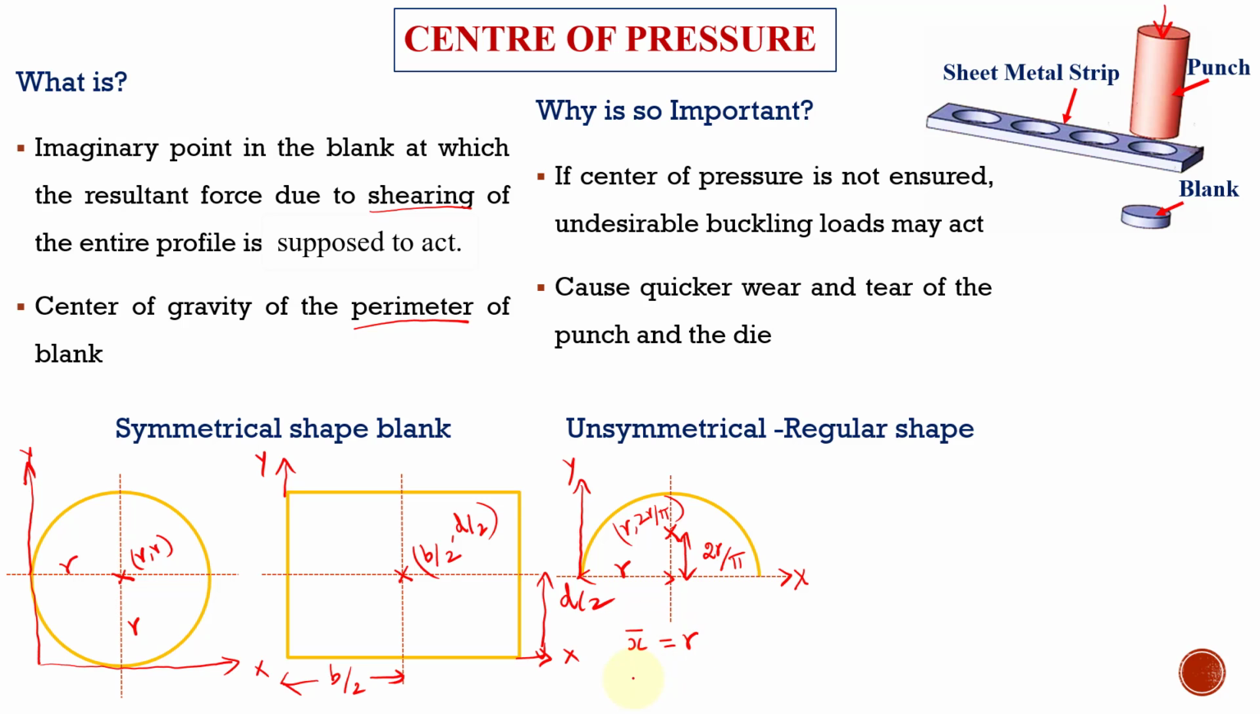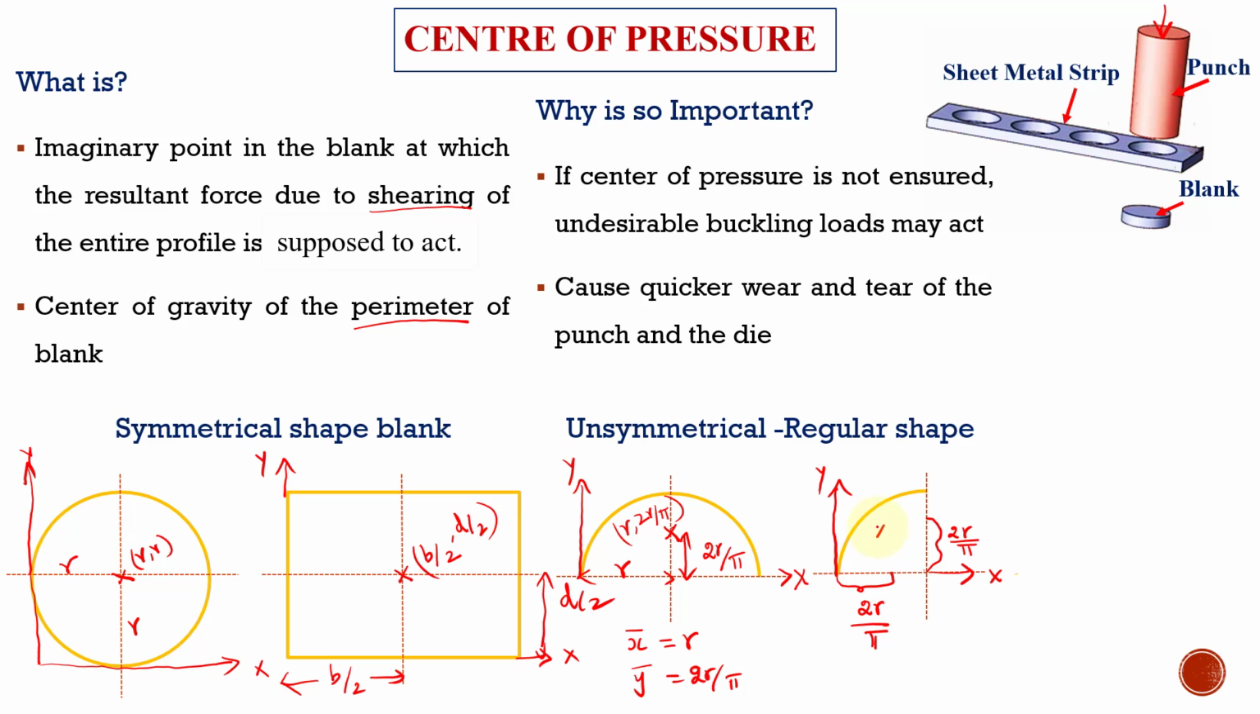Otherwise we can write it like this: x bar is r, y bar is 2r by pi for this semicircular cross section. Now let us see how to find out the center of pressure for the quarter circle. Here, if I take this as the y reference axis, and this as the x reference axis, then from this reference axis the center of pressure is 2r divided by pi. Similarly, from this reference axis, it is 2r divided by pi.